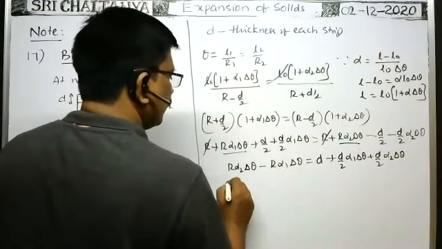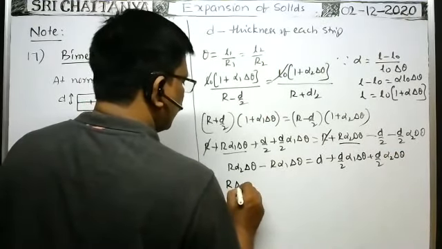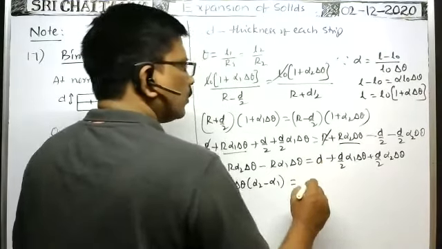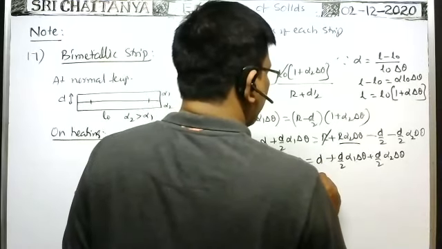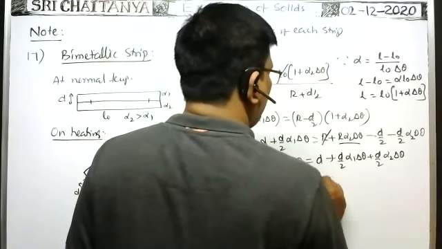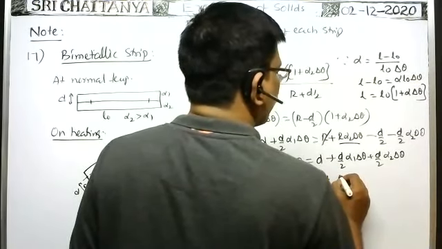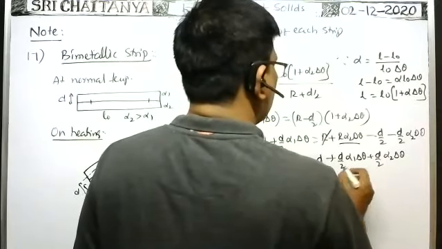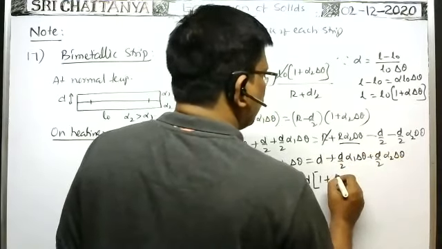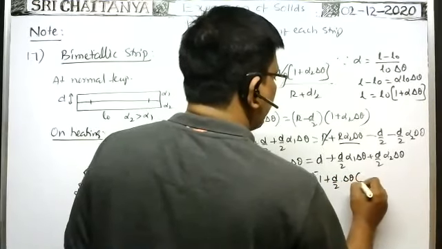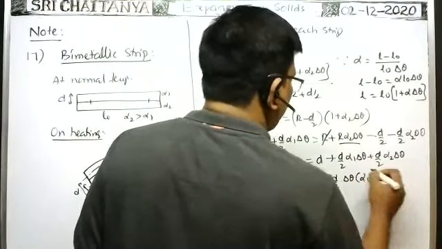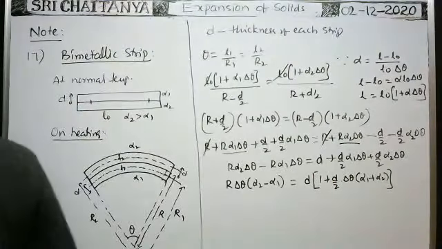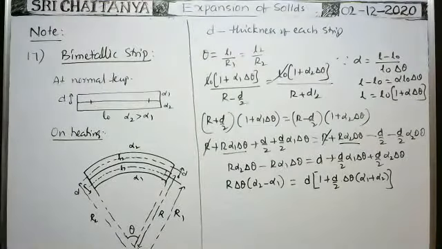Now, here you take R delta theta common, and you get alpha 2 minus alpha 1. This is equal to d common in all: d of 1 plus, in these two terms only we can take delta theta by 2 common, then alpha 1 plus alpha 2. Here d is taken common, so d is not there inside.